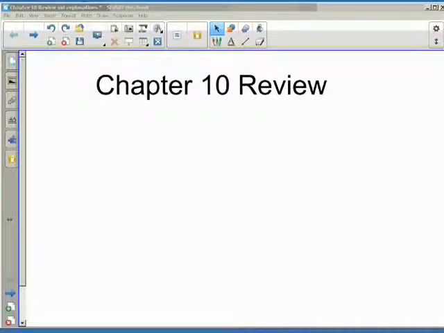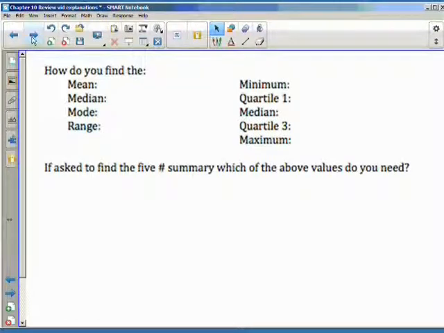Okay, welcome to a review of Chapter 10, the work we did with statistics or data. We'll get started with some definitions. How do you find the mean, median, mode, and range? And by the way, these three first terms, mean, median, and mode, we call measures of central tendency.